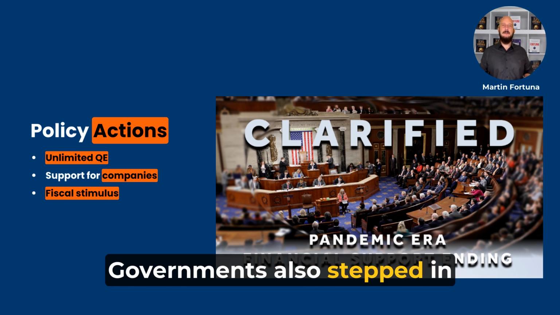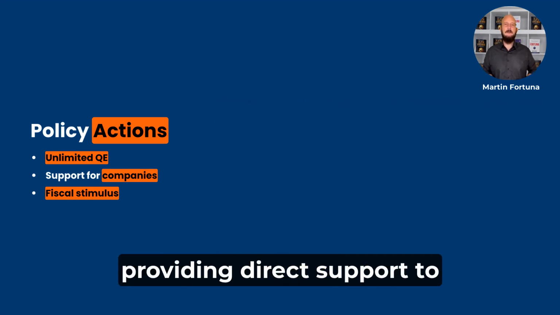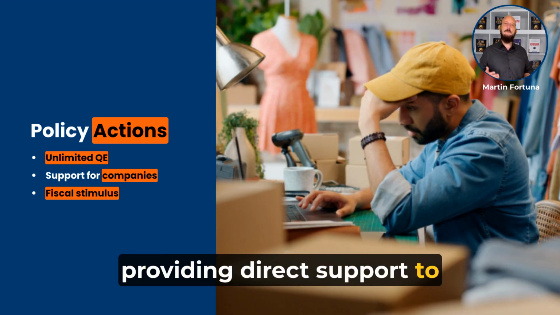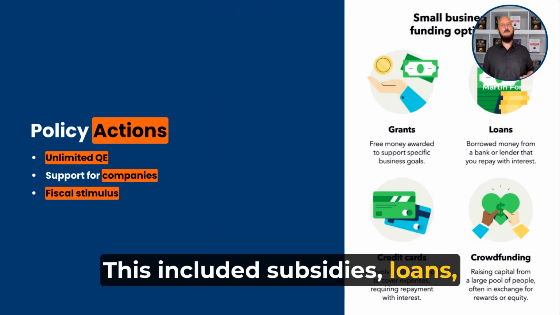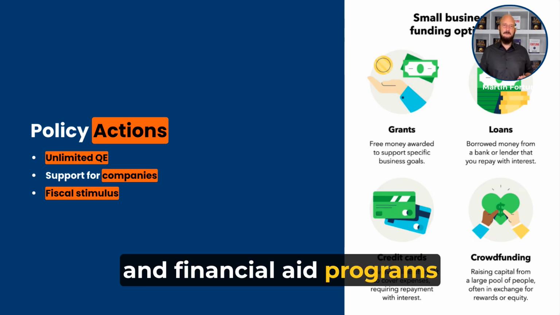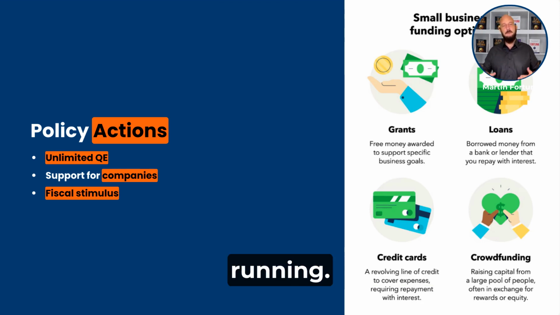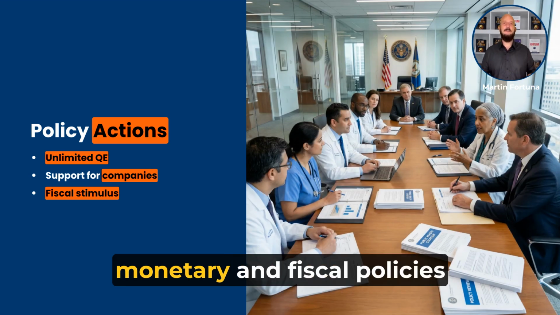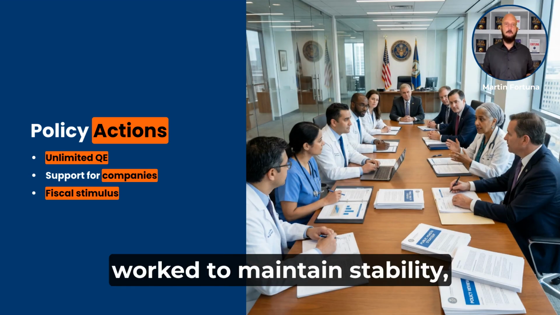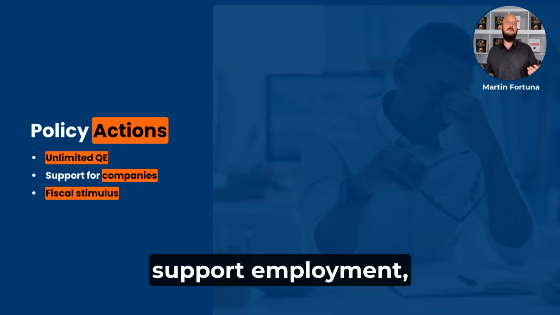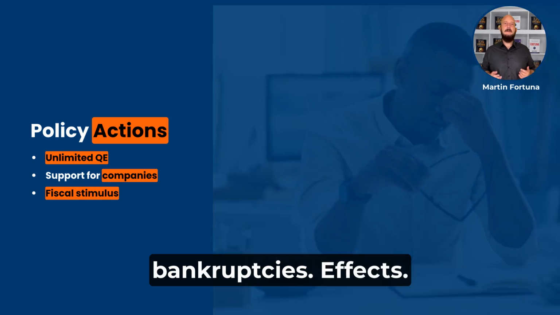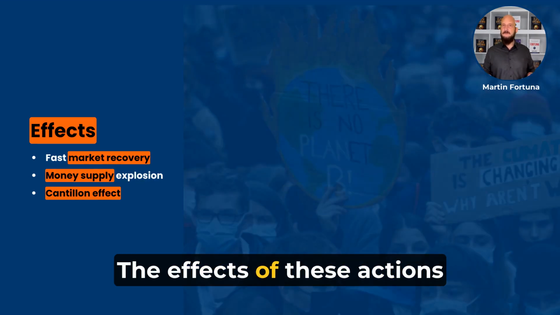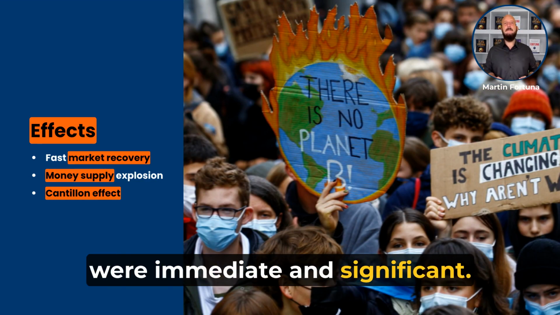Governments also stepped in with fiscal stimulus, providing direct support to businesses and individuals. This included subsidies, loans, and financial aid programs designed to keep economies running. Together, monetary and fiscal policies work to maintain stability, support employment, and prevent widespread bankruptcies. Effects. The effects of these actions were immediate and significant.